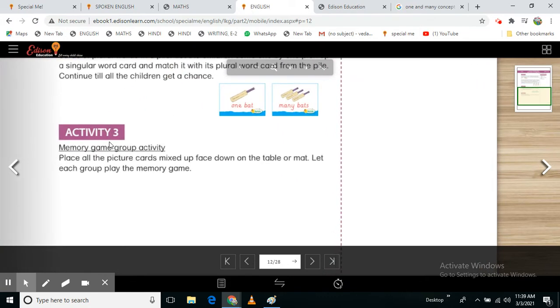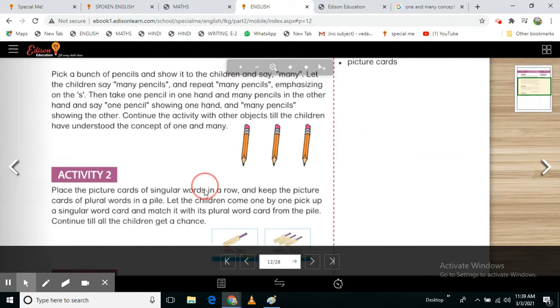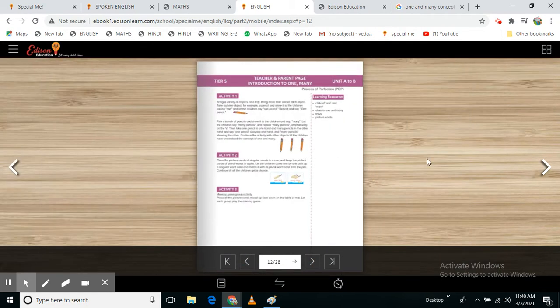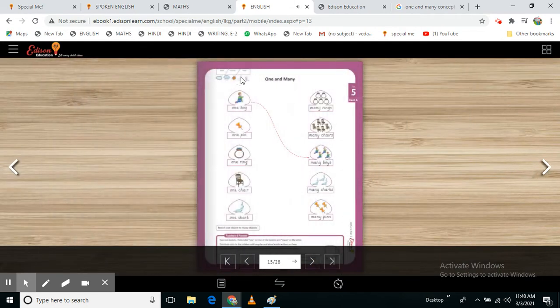Okay. Now activity number 3, memory game group activity. Place all the picture cards mixed up face down on the table or mat. Let each group play the memory game. Okay, now these are learning resources. Charts of one and many, objects one and many, trays, picture cards. Okay, now move to the next page.